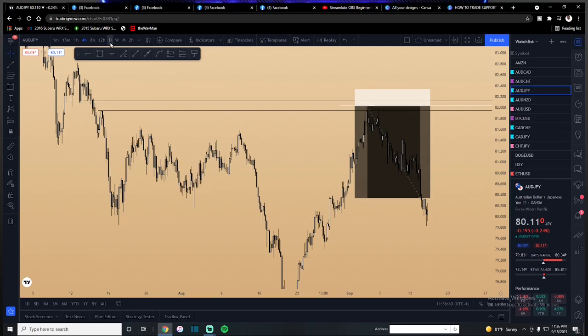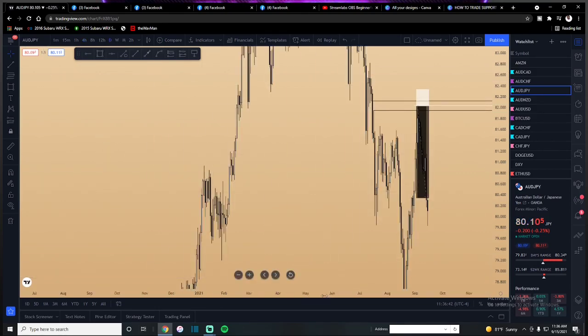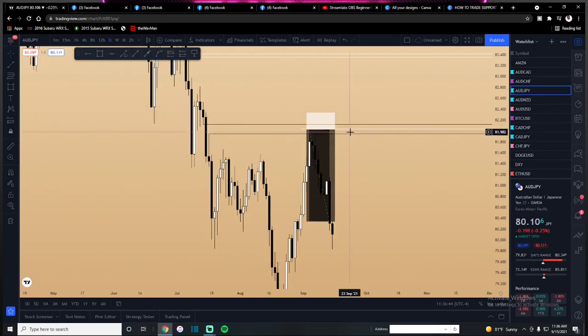So basically, what can we see on the daily? It was a daily fair value gap after a huge expansion down in price. What do we see here? Liquidity. That's one of my huge confluences when I'm looking into trading imbalances. I'm looking for liquidity.